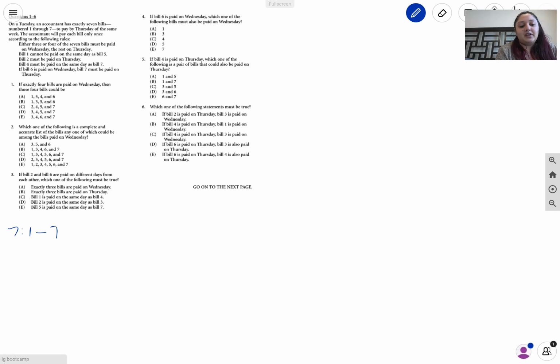So all this means is that we're going to have 2 scenarios. One where there's 3 on Wednesday and 4 on Thursday. Or we're going to have 4 on Wednesday and 3 on Thursday. Does that make sense to everyone how I got to that from that rule? Or does anyone have any questions about that? Could you do that one more time? Yeah, so they're telling us that either 3 or 4 of the 7 bills must be paid on Wednesday. So if we have 3 paid on Wednesday, how many must be paid on Thursday?